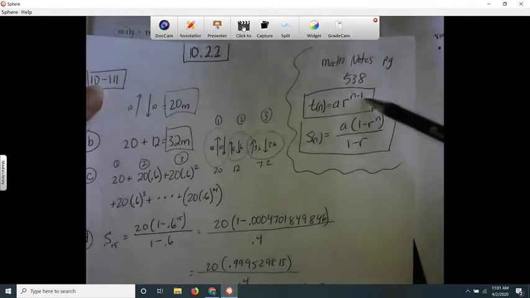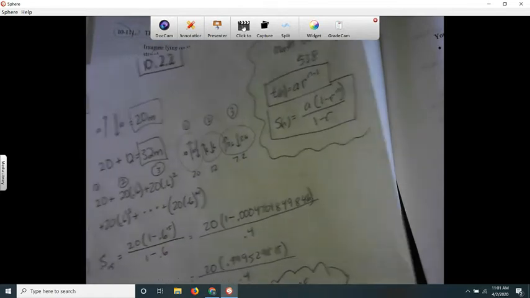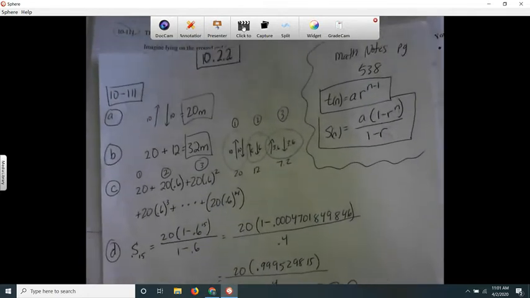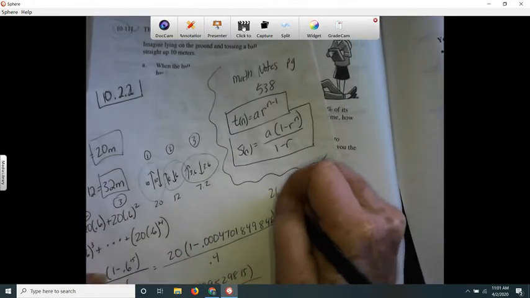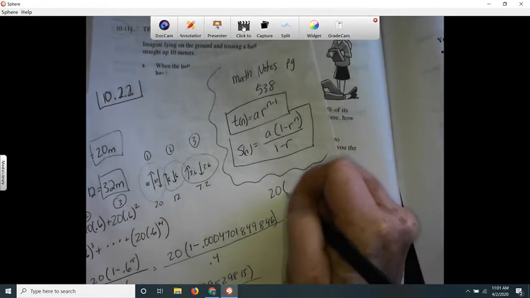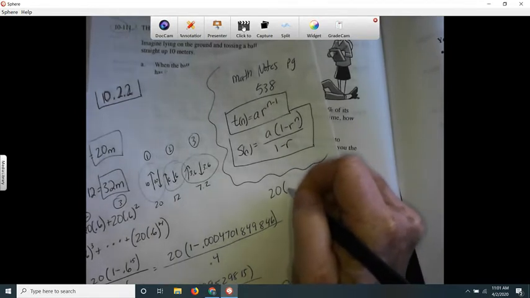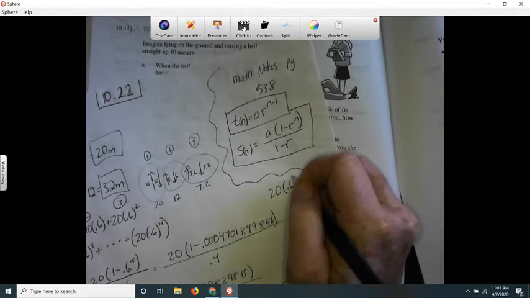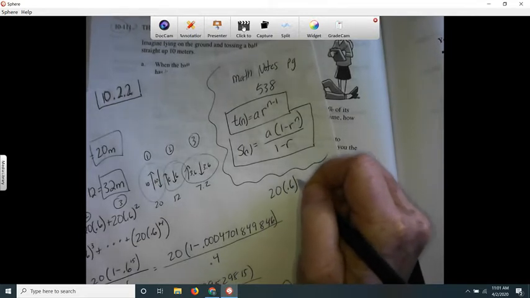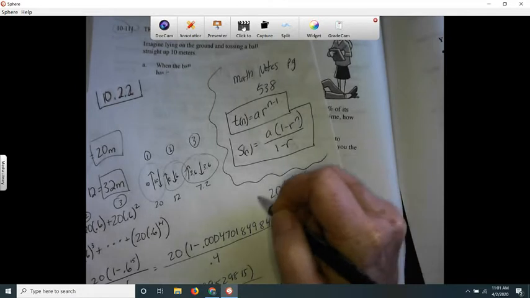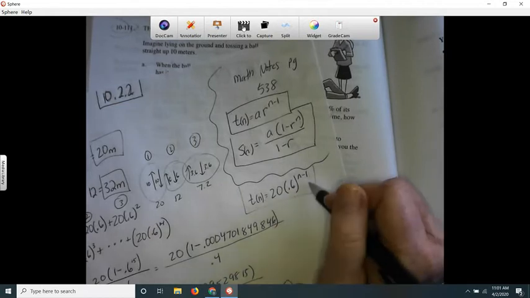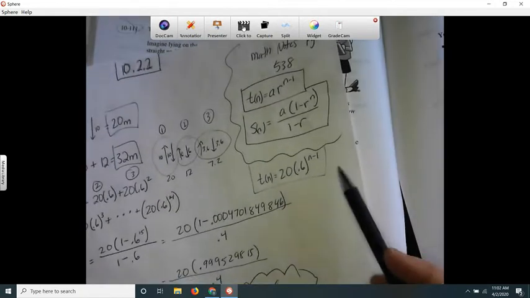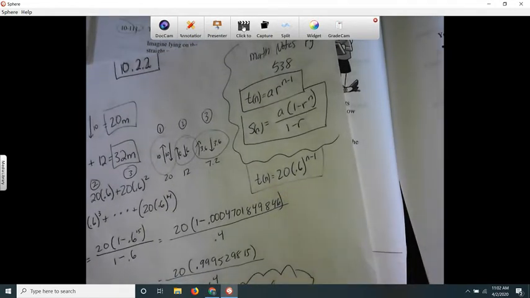If I want to get a little formula for this ball bouncing situation, it would be 20, because that's the first term, and r is 0.6. This is how I get any term that I want. Like if I wanted to find the 5th term, I just plug a 5 in. Or if I wanted the 10th term, I could plug a 10 in.